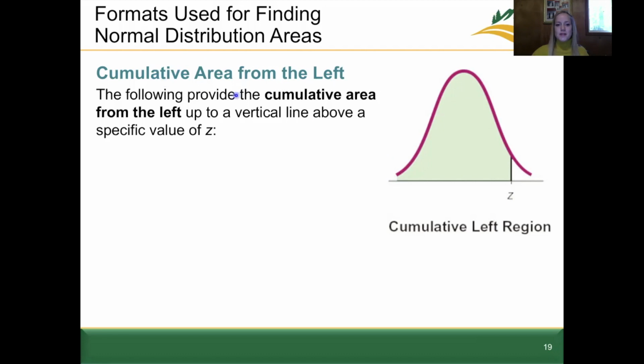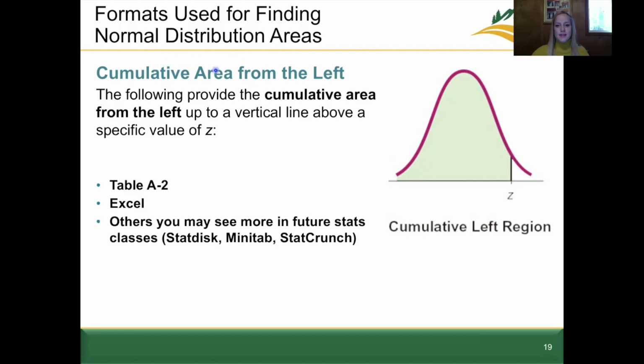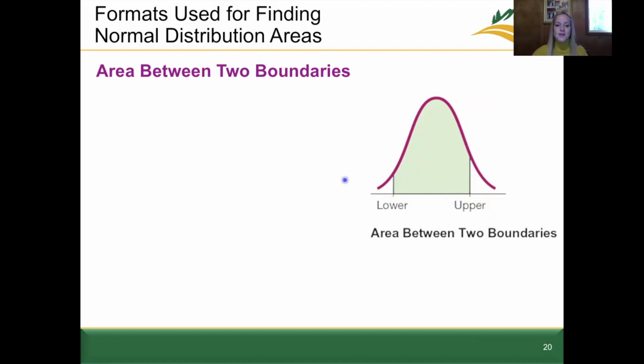This format is the one you'll likely get the most used to seeing. You'll get this format, this cumulative area from the left up to a given z-score, using Table A2 in the textbook and using Excel. These should be the two main ways you're approaching questions like these, so you should be getting a cumulative area from the left. There are some other technologies out there like StatDisk, Minitab, and StatCrunch. These are all sort of slightly different versions of Excel. The other way you might get this data presented to you is an area between two boundaries, so from a lower boundary to an upper boundary.